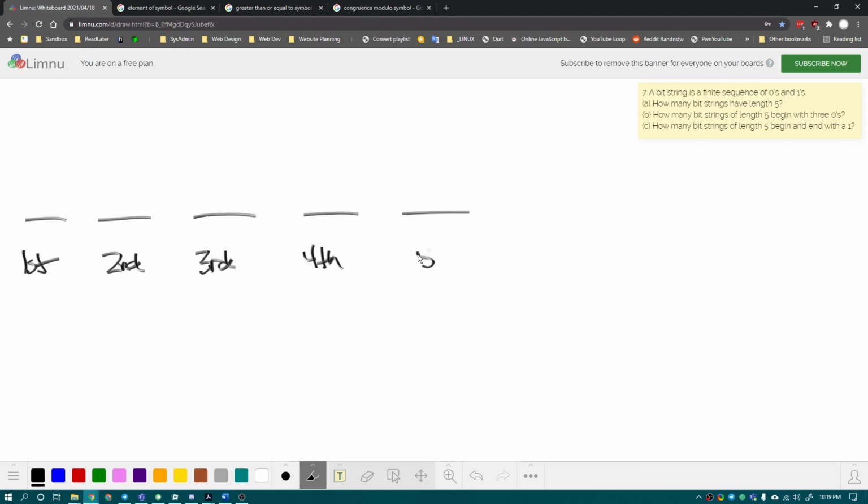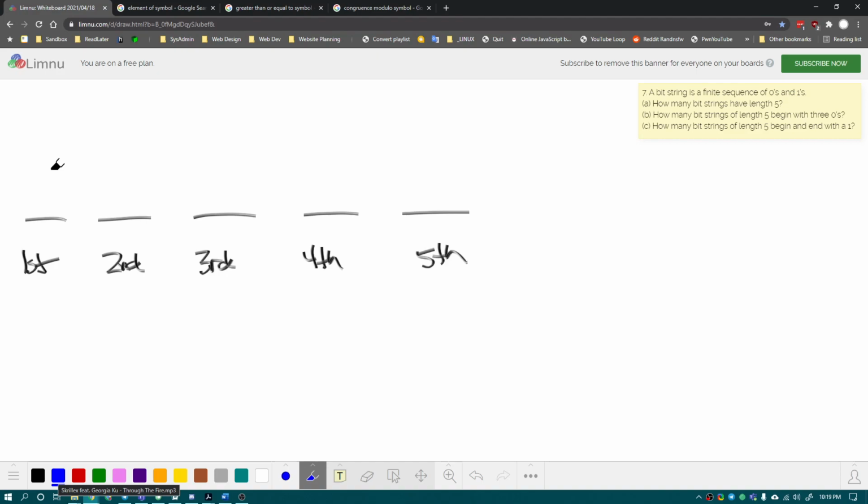Okay, so we don't need a tree. We don't need all the possibilities here, right? What they're looking for is for us to consider that all 3 parts of this problem are a length of 5. So I'm just going to put 5 blanks. We're being asked how many bit strings have length 5. So this is the first, second, third, fourth, and fifth.